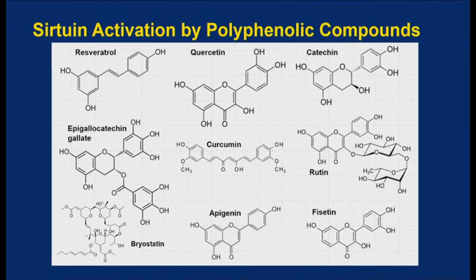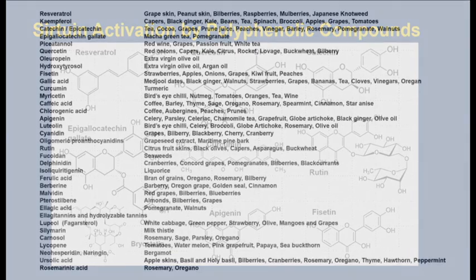So you see, this is a phenyl ring here. So a polyphenolic usually means it's got 2 or more phenyl rings in there. And those phenyl rings can act as antioxidants, and release resveratrol, quercetin, catechin, epicatechin, curcumin, rutin, fisetin, and apigenin, and bryostatin, which I'm going to talk about.